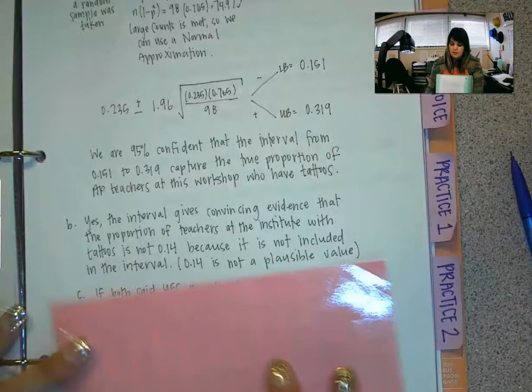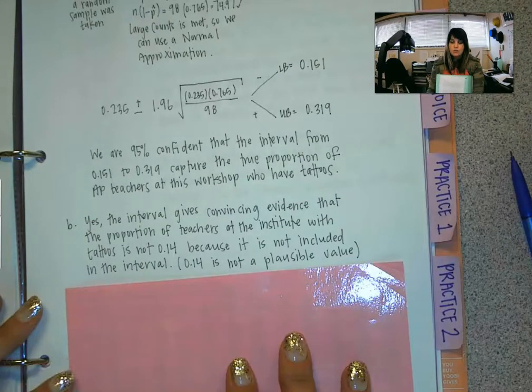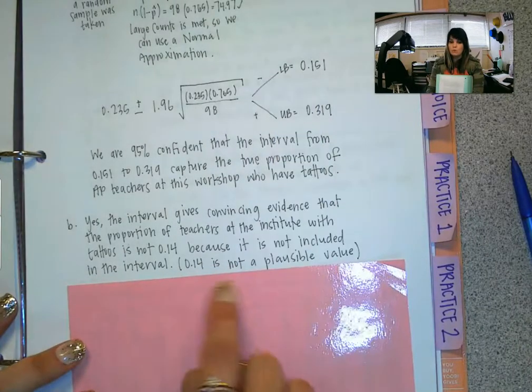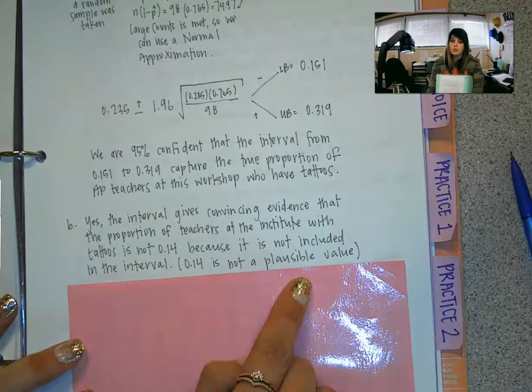B. Yes, the interval gives convincing evidence that the proportion of teachers at the Institute with tattoos is not 0.14 because it is not included in the interval. So because it's not in this interval, that means 0.14 is not a plausible value. So we have convincing evidence that the proportion of teachers is not 0.14.